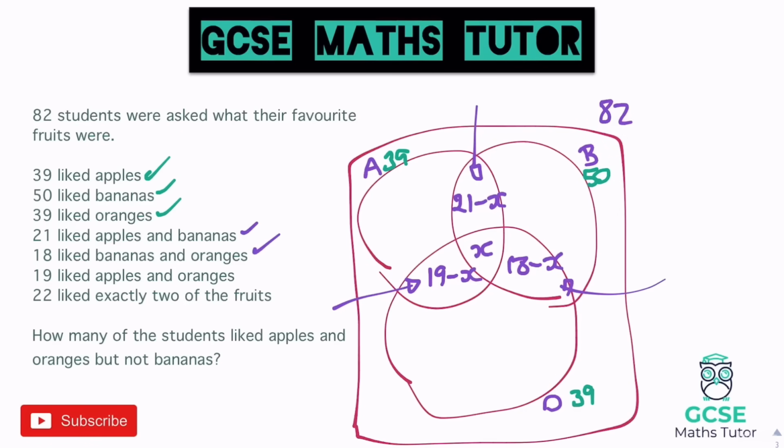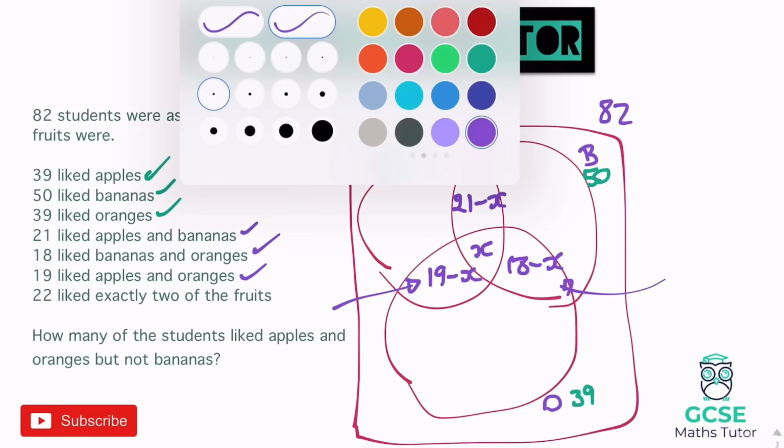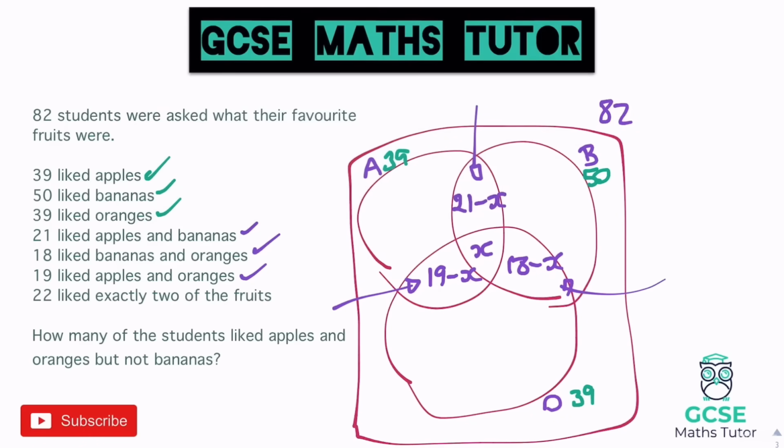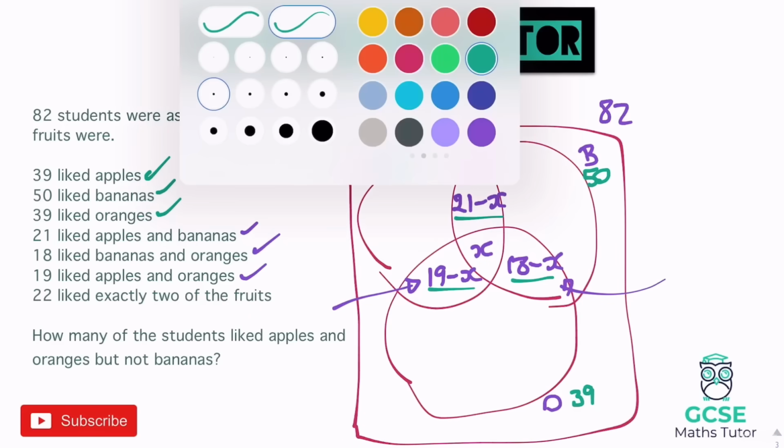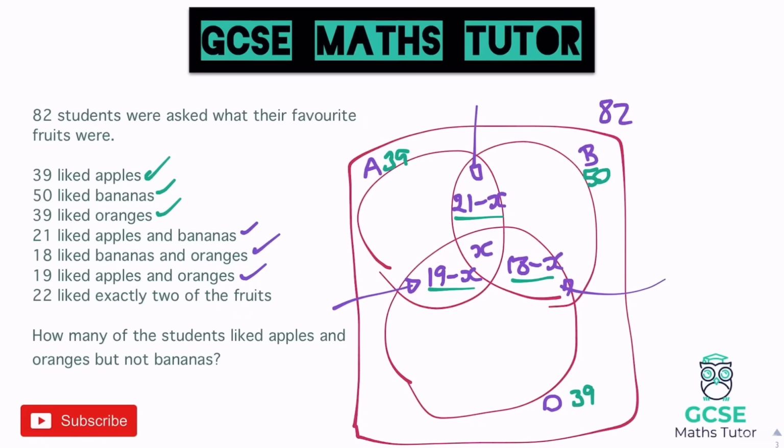Let's tick that off. And then it says 22 like exactly 2 of the fruits. Now the people that liked exactly 2 of the fruits are the first one we did, 21 minus x that like apples and bananas. We've got 18 minus x that like bananas and oranges, and we've got 19 minus x that like apples and oranges. So what we can actually do is we can create a bit of an equation here. Now if we add those all together, that has to equal 22, because it says 22 here liked exactly 2 of the fruits. So if we add them all up, let's have a look.